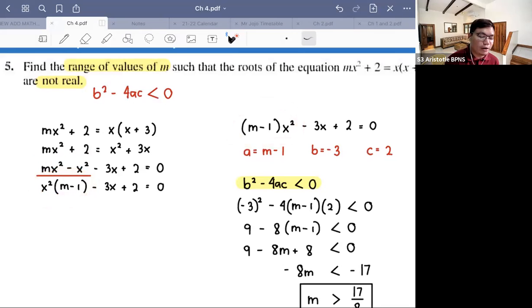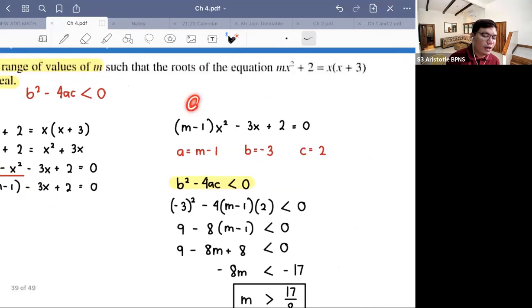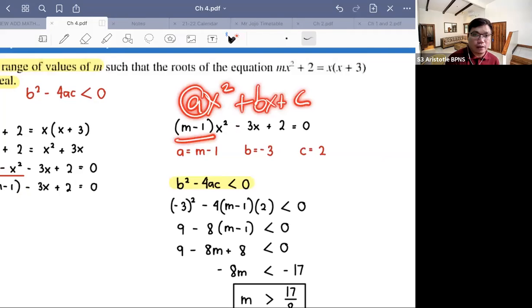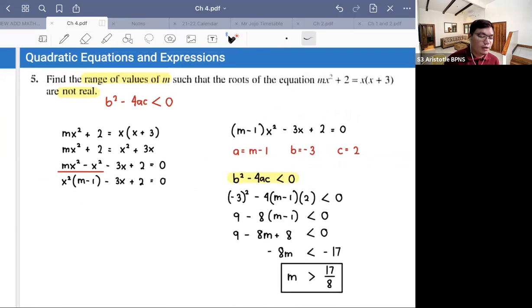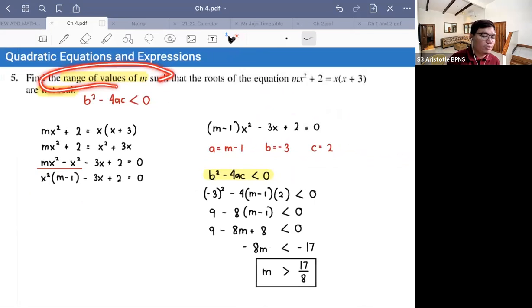Because I know you guys are used to the standard form, which is ax squared plus bx plus c. So a is m minus 1. But if it's here, it's still the a. For this one, m minus 1 is your a. And then your b is negative 3, and your c is equal to 2. So that's how we got the a, b, and c from here, because what we're after again is the range of values of m. That's why we have m minus 1 for our letter a.